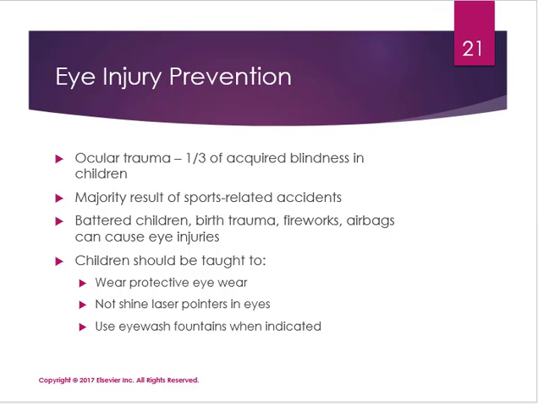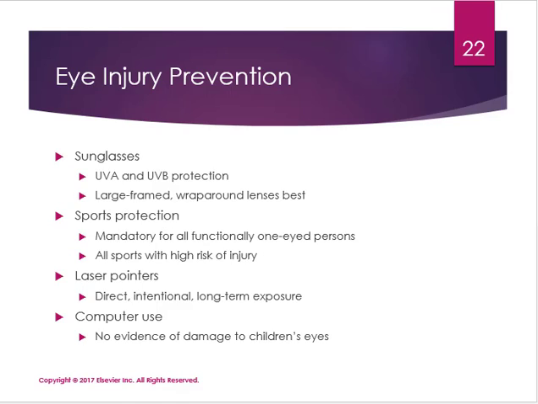It's important to educate children about safety of their eyes as well as parents. They should be taught to wear protective eyewear, to not shine laser pointers in the eyes, and to use eyewash fountains when indicated. Parents should also be instructed to store harmful chemicals and sharp objects out of the reach of small children, and to supervise the use of BB guns, air rifles, paintball devices, darts, and fireworks. So I will let you read these, as they are pretty common sense on what we need to do to prevent eye injury.